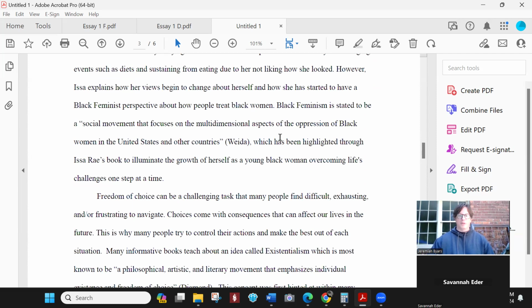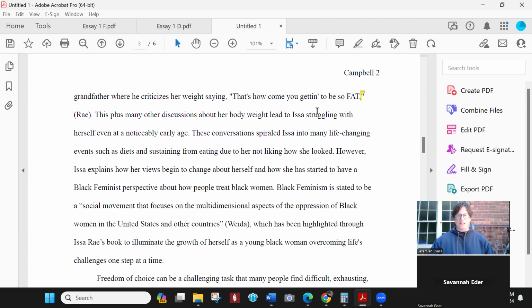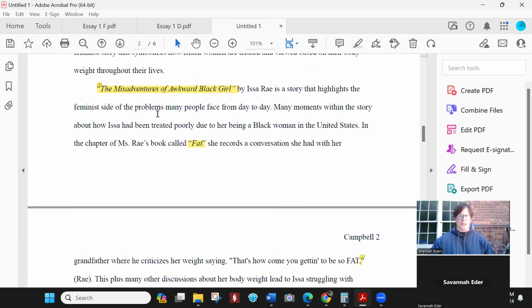Here we have this person did a good job. Black feminism is stated to be a quote, social movement that focuses on the multidimensional aspects of the oppression of Black women in the United States and other countries. That's well integrated. That's a good job. It's easier to learn how to fix this mistake.